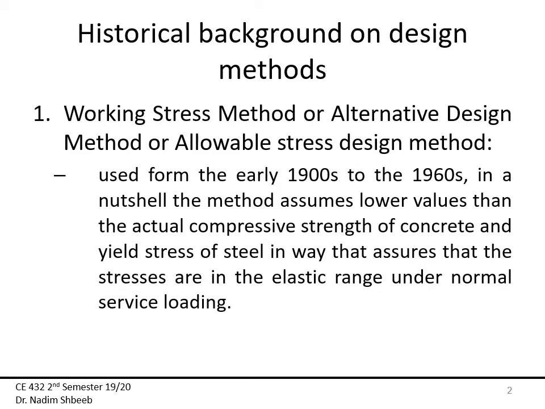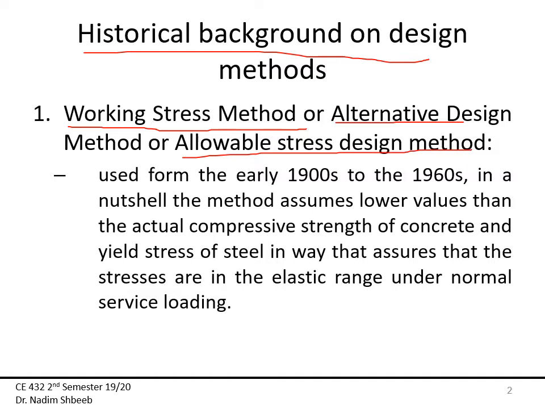Before that, I'd like to give you a historical background on the design method. We actually have two methods. One is called the working stress, or the alternative design method, or the allowable stress design method. This was used from the early 1900s to the 1960s. It was quite popular back then. Actually, this method was used to design the Empire State Building in New York, so it really does have a following, I guess. But then after the 1960s, we came up with a new technique.